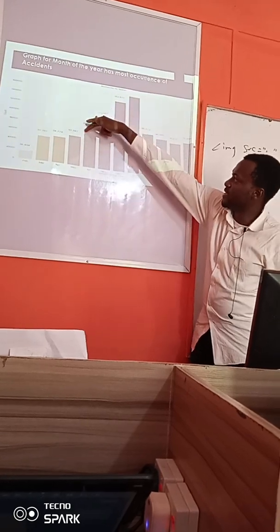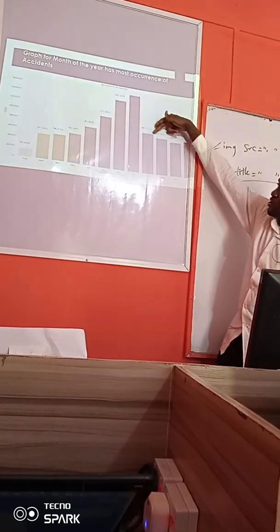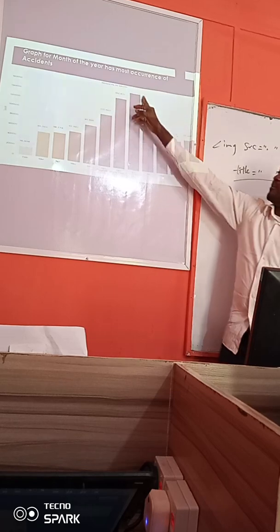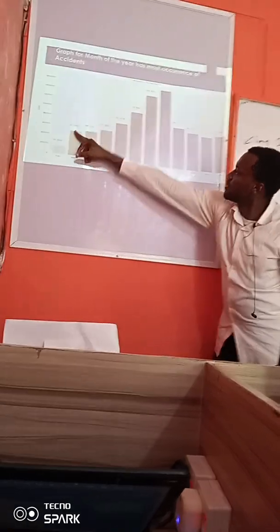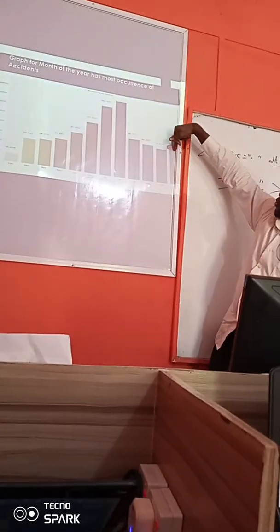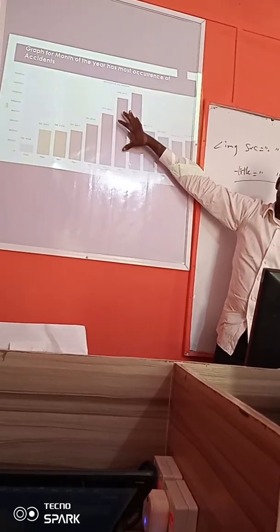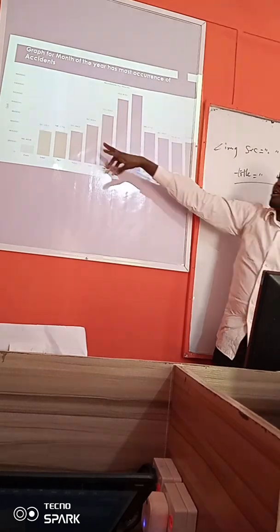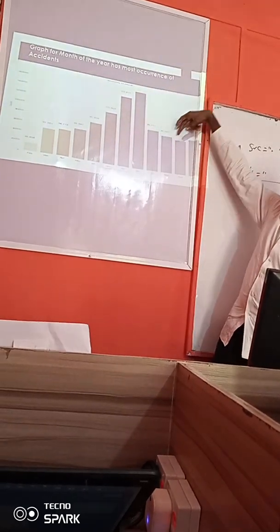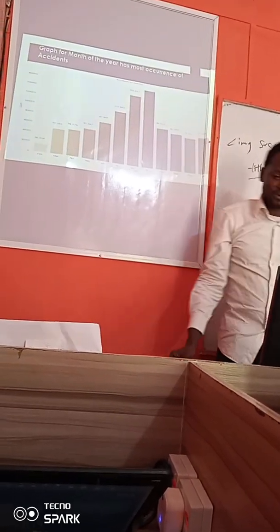If you look at it, it looks more like a bell shape. So we can see that it is normally distributed. If we are going to talk about normal distribution, the occurrence of accidents is normally distributed because it has a bell shape like that.